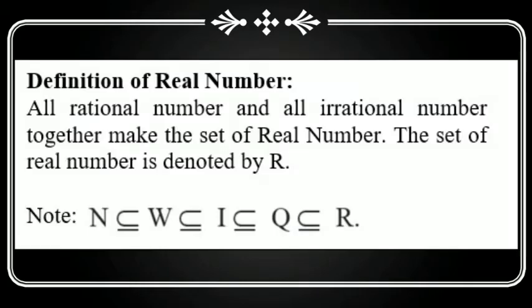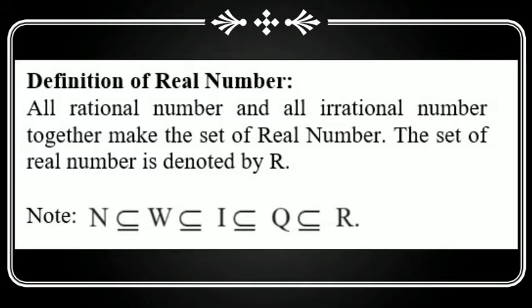Now we will start with our second chapter of Maths Part 1 Algebra, that is Real Numbers. So, what is a real number? The definition of real numbers is: all rational numbers and all irrational numbers together make the set of real numbers. The set of real numbers is denoted by R. N is a subset of W, W is a subset of I, I is a subset of Q, and Q is a subset of R.